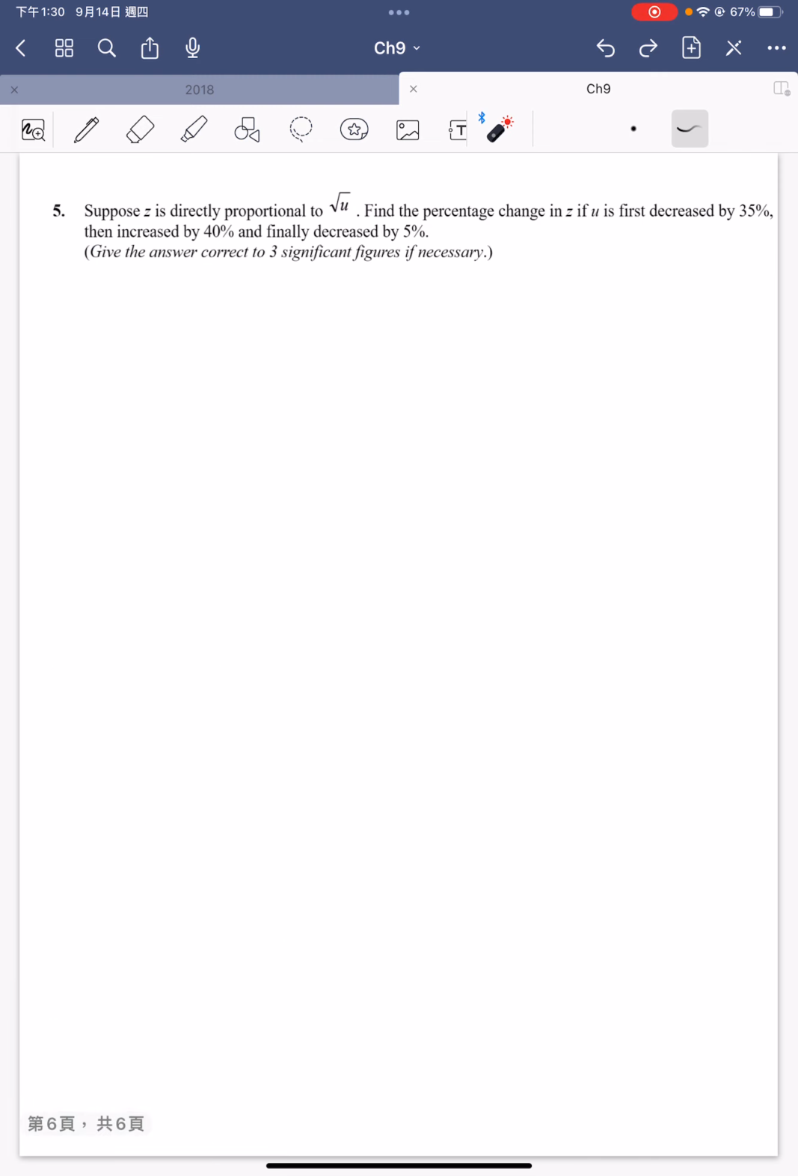Alright, so last question, question 5, is in the try more part. If you think it's very hard, then you can just skip it. But if you are interested in doing it, then try to follow me. First of all, they are saying z is directly proportional to the square root of u.